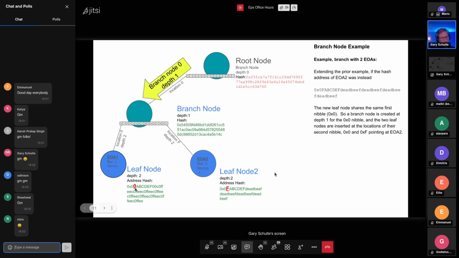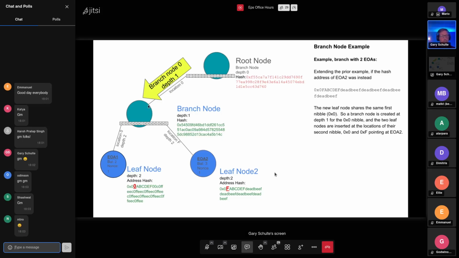Address hashes here, and say instead now we're using 00ABCDEF coffee coffee coffee coffee, and in this one EOA2 is doing 0FABCDEF dead beef dead beef dead beef. So when we insert these into the tree, nibble 0 is the same for leaf node 1 and 2. EOA 1 and 2 have the same first nibble. So this is not an unoccupied spot. We need to have a branch node here.